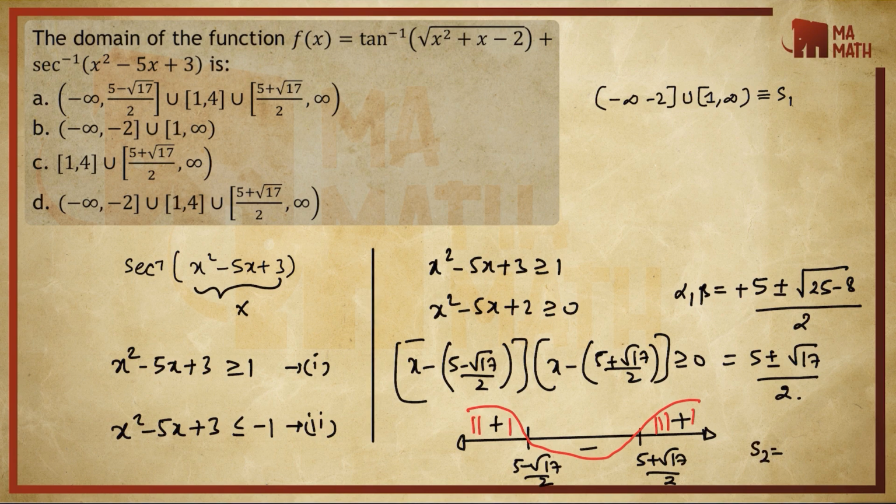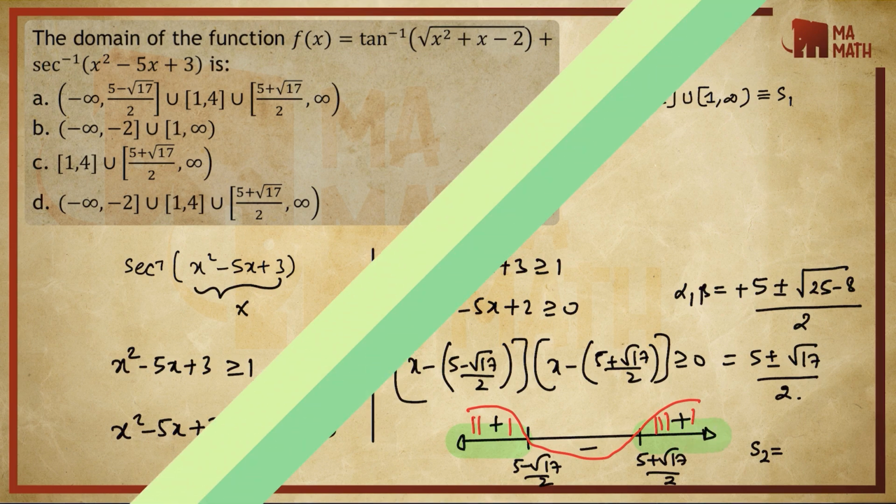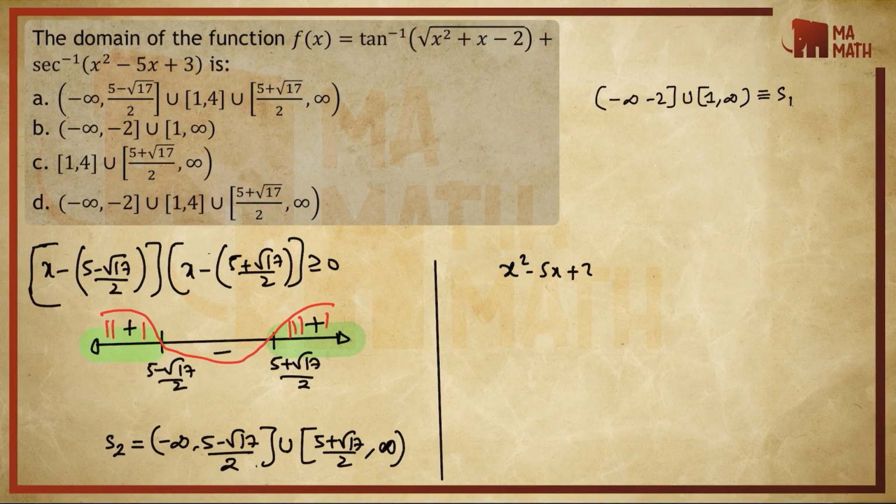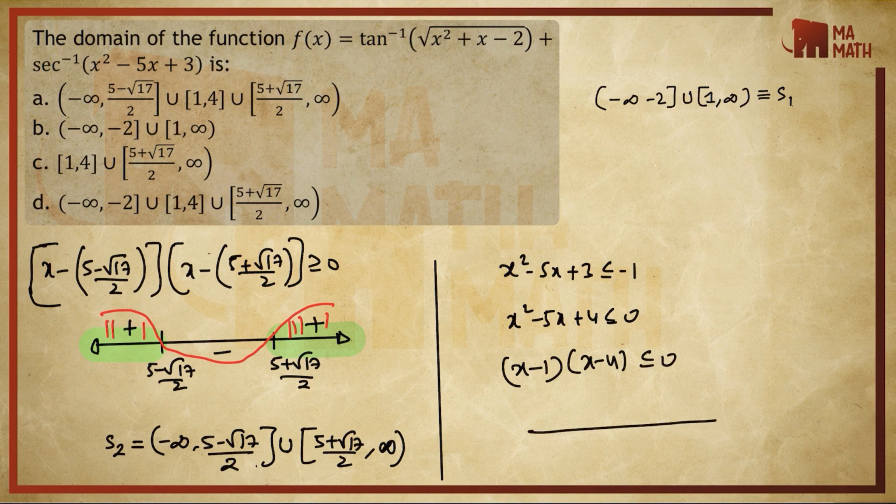So one of the solutions, let's say S2, is actually from minus infinity to (5 - √17)/2, and (5 + √17)/2 to plus infinity. So let's write that. Now similarly, we can find out that x² - 5x + 3 should also be less than or equal to -1. So in this case, it will be x² - 5x + 4 less than or equal to 0. We can simplify this as (x - 1) times (x - 4) should be less than or equal to 0.